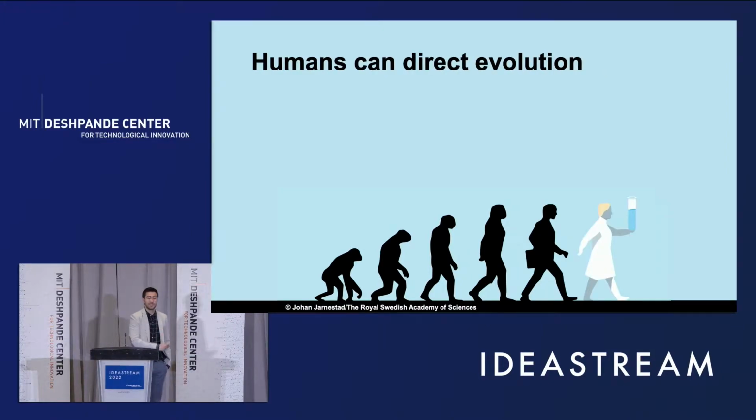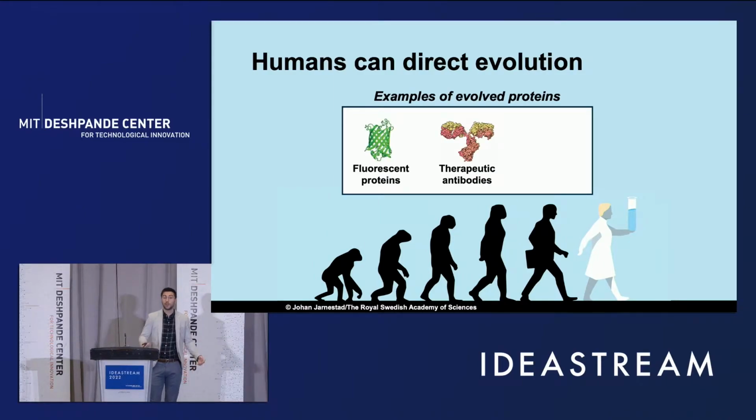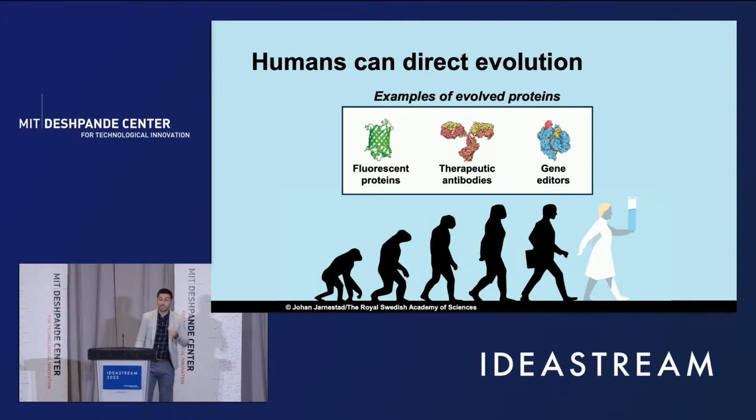But humans cleverly can direct evolution. You see this in crop domestication or livestock domestication, and the advent of genes and genetic biology has created a new type of directed evolution where humans can evolve a specific gene for a specific purpose. And examples of these evolved proteins include new fluorescent proteins, new therapeutic antibodies, and gene editors.